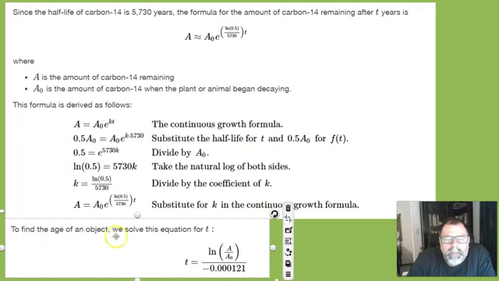So to find the age of the object, we solve this equation for t. t equals ln of the ratio of A to A sub 0, divided by the same constant. Again, A is the amount of carbon-14 remaining divided by the amount of carbon-14 when the plant began decaying. This is what is left in the sample that you have, and you can analyze it. Then you get this ratio, plug it in here, and we're solving for t, so that way we know when it began decaying.